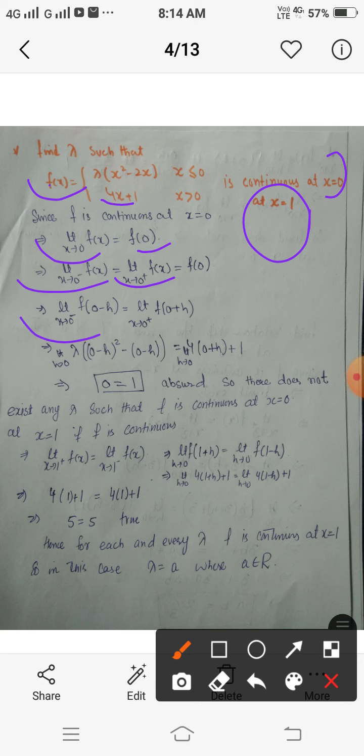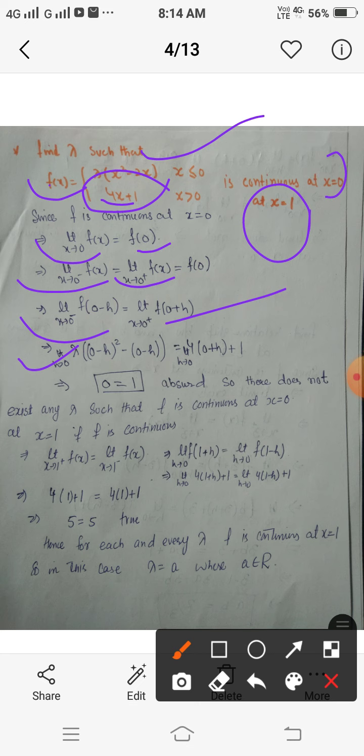Or limit h tends to 0, f of 0 minus h equals limit h tends to 0, f of 0 plus h. Now 0 minus h is a point which is less than 0, so put 0 minus h in lambda x square minus 2x, and 0 plus h is greater than 0, so put 0 plus h in 4x plus 1. So after putting these values and taking limit h tends to 0, we simply get 0 equals 1. So 0 equals 1 is absurd, it is not true.